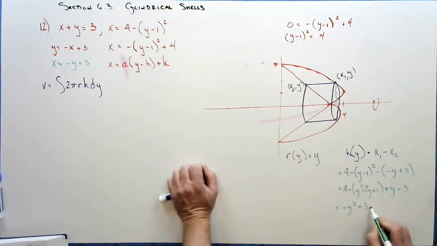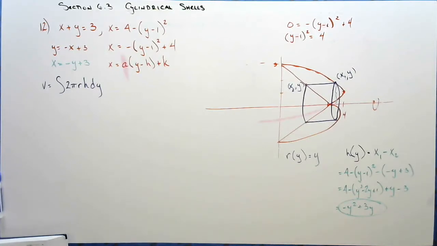That's plus 3y. Here I'm going to have negative 1. Here I have negative 3. That's negative 4. Here I have 4. So those all cancel. So this is our height. So we can plug that in now into our integral.